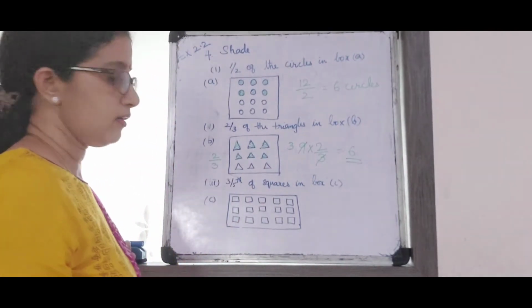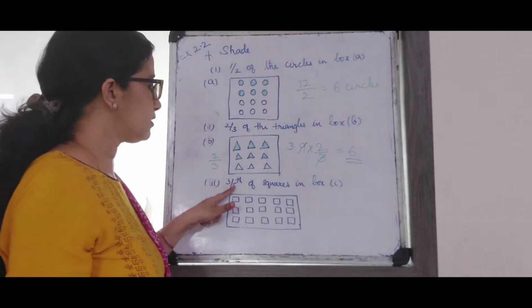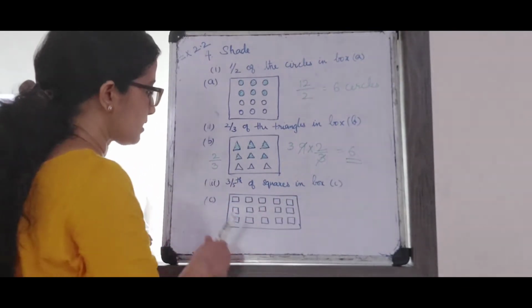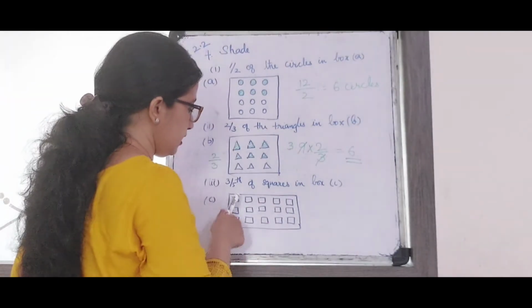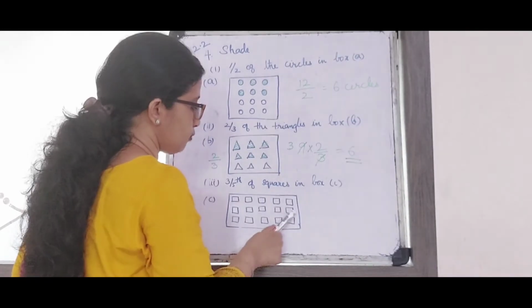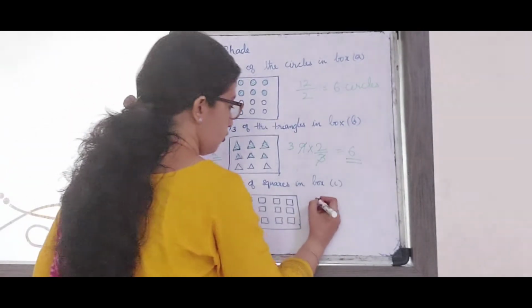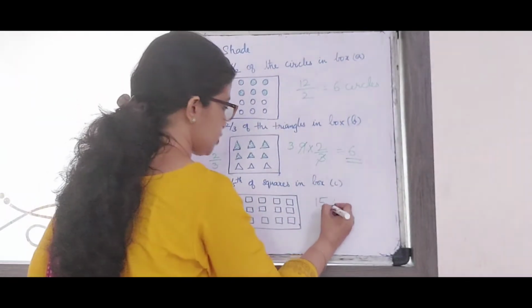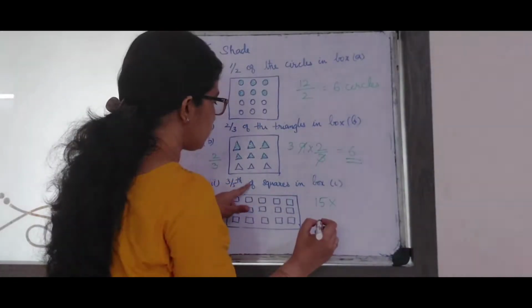Okay, clear? So let's go into the third one, 3 by 5th of squares in box C. Okay, so let's count how many squares are there in box C. 1, 2, 3, 4, 5, 6, 7, 8, 9, 10, 11, 12, 13, 14, 15. Okay, so 15 squares are there in this box and we have to shade 3 by 5th of squares.